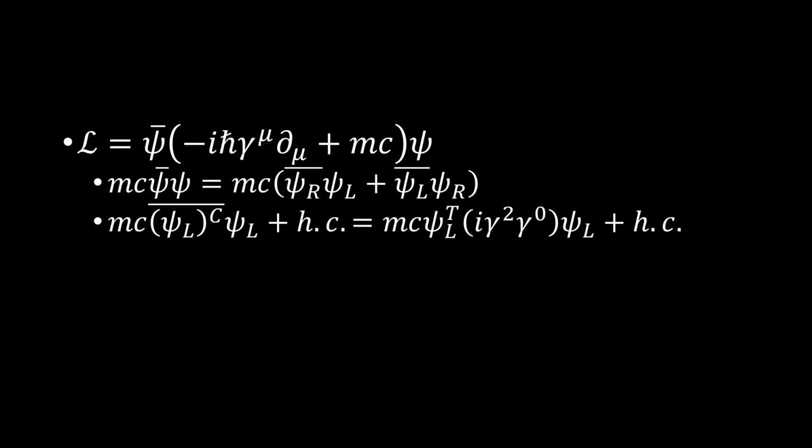When the charge conjugate of psi L is used instead of psi R, it is referred to as a Majorana mass term. The interaction of the mass term results in either annihilation or generation of 2 left-handed particles. In other words, it serves to change the number of particles by 2.